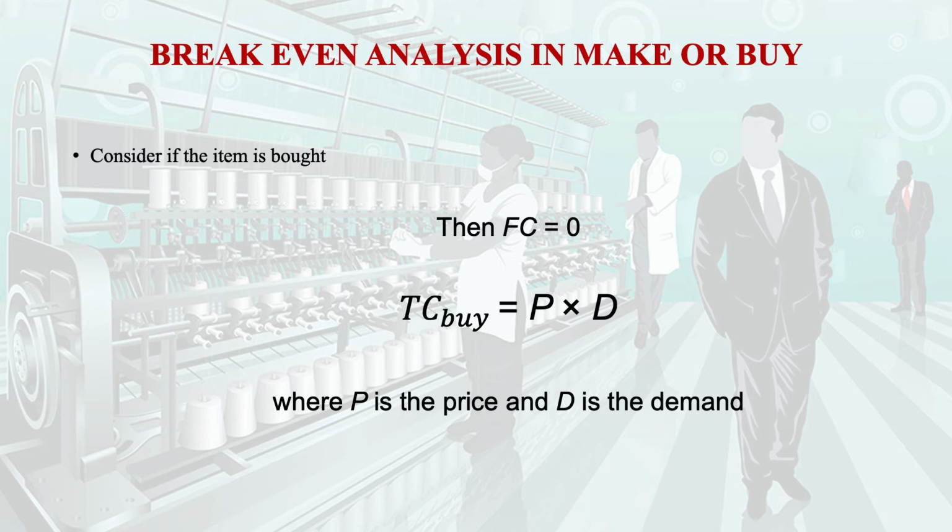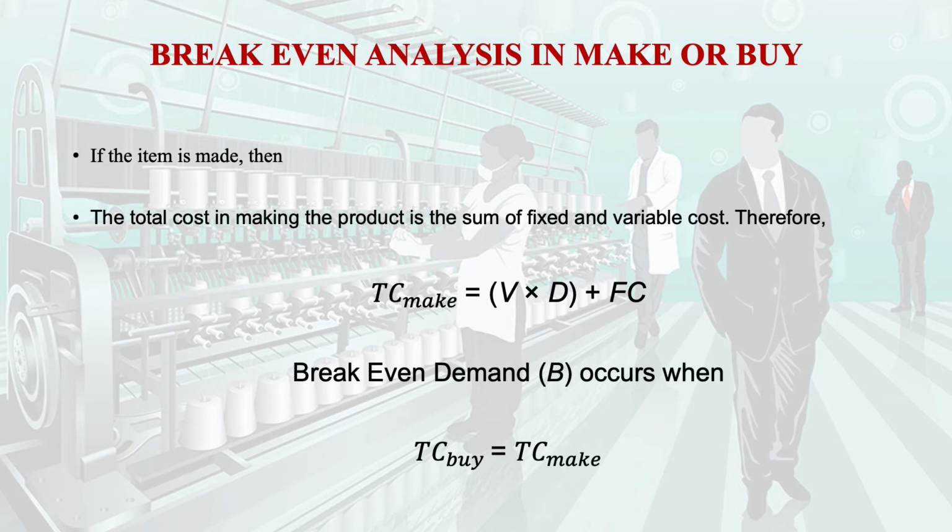Now consider if the item is bought. That means we are directly purchasing the material. Then what is the fixed cost? Since we are directly purchasing, the fixed cost will be 0. So the total cost of buying the product will be the price of the product multiplied by demand, the number of products. P is the price and D is the demand.